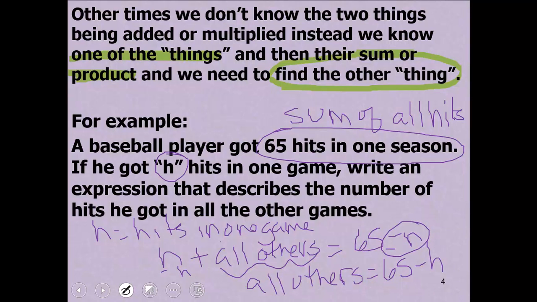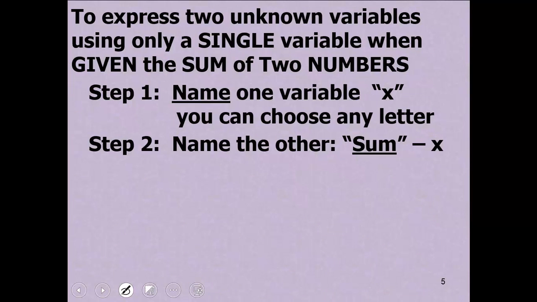All right, so those are some shortcut techniques to help you when you need to express two unknown variables, but you only want to use one letter and you're given the sum of the two numbers.